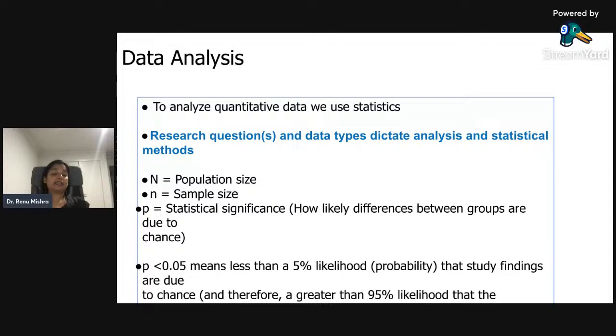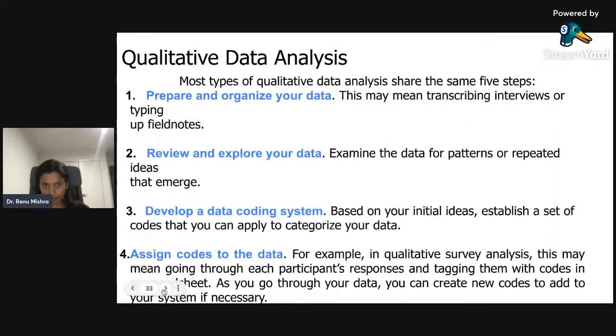Okay. And P is the statistical significance, that is, how likely differences between groups are due to chance. If P is smaller than 0.05, that means there is only a 5% chance, so this is significant. So P is significant when the value is less than 0.05. Okay. You will receive the PPTs, don't worry about it.